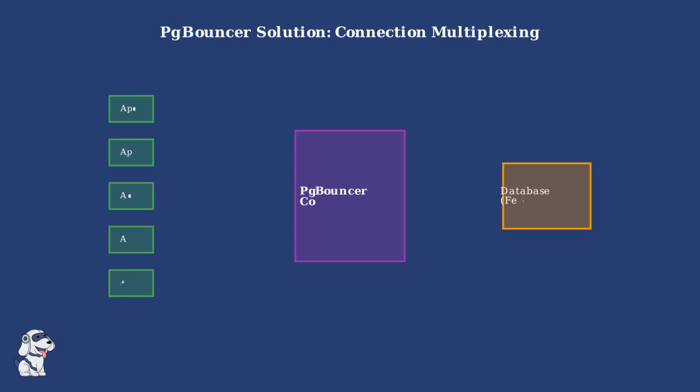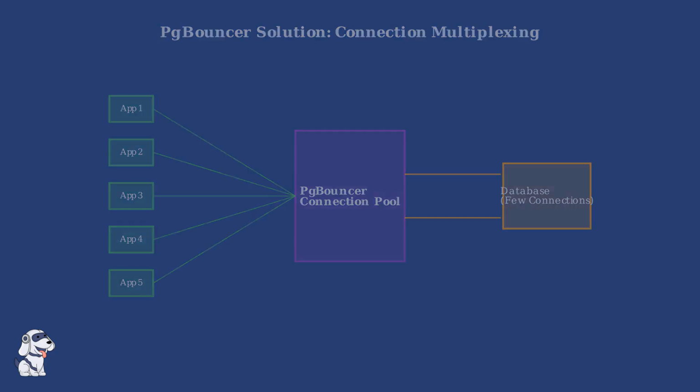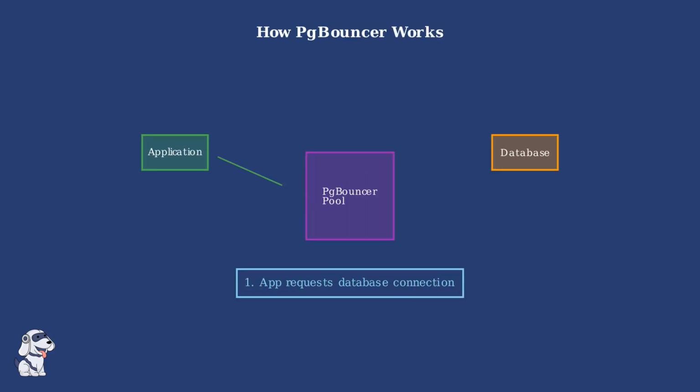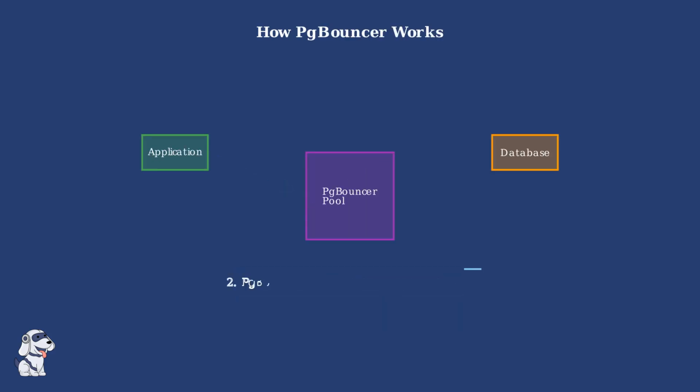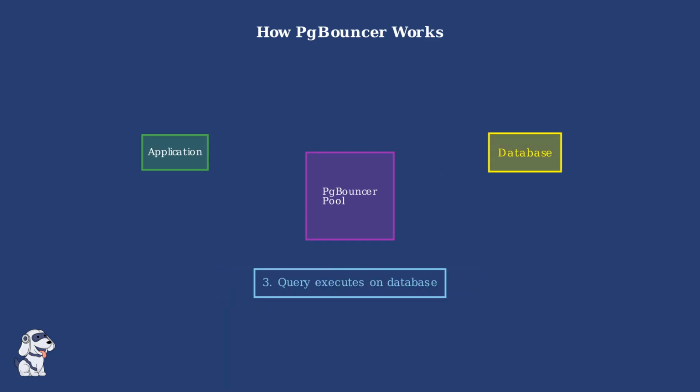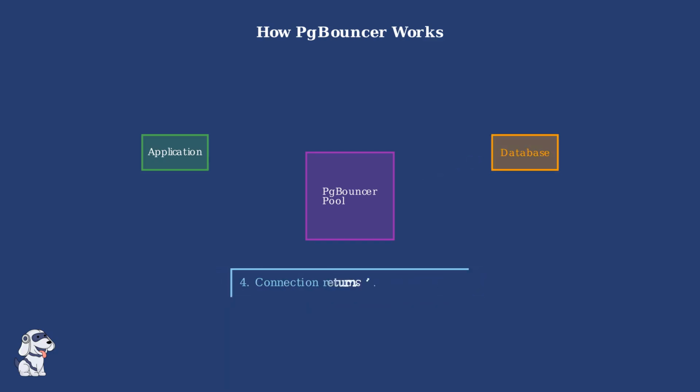pgbouncer solves this by acting as a middleware layer between your applications and the database. It multiplexes many application connections onto a smaller, more manageable set of database connections. Here's how pgbouncer works in practice. It maintains a pool of persistent connections to your database. When applications need to query the database, pgbouncer assigns them an available connection from the pool, executes the query, and then returns the connection to the pool for reuse.